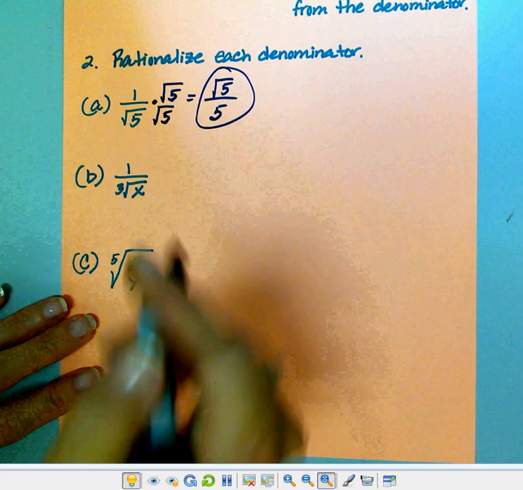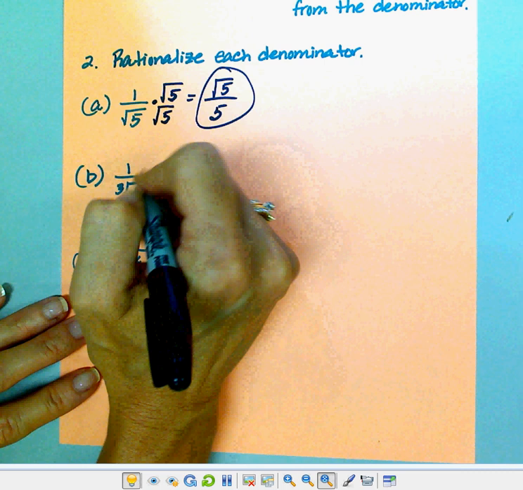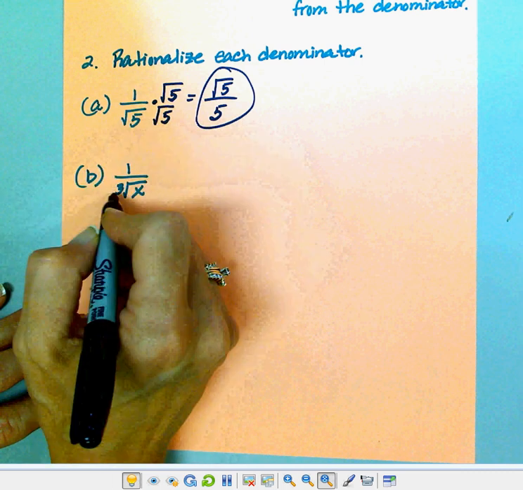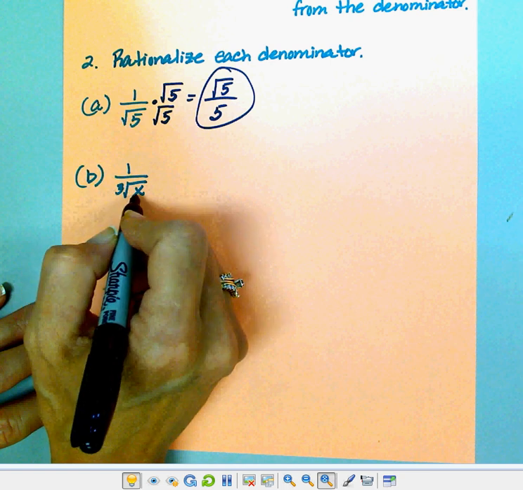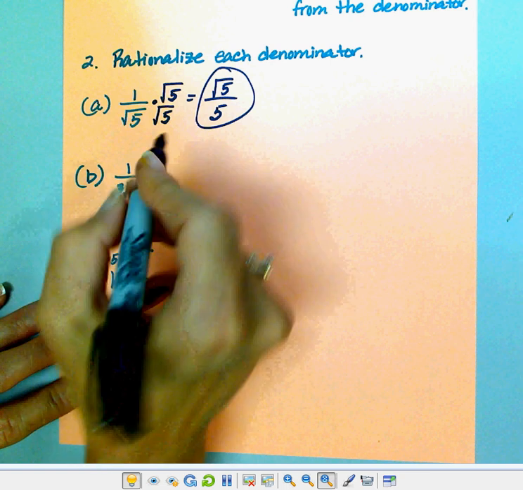Okay, they're going to get a little more complicated because now instead of just creating a perfect square, now I need to create a perfect cube. So I need to ask myself, the cube root of x times what creates a perfect cube?